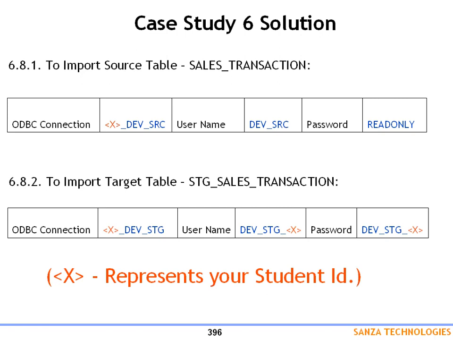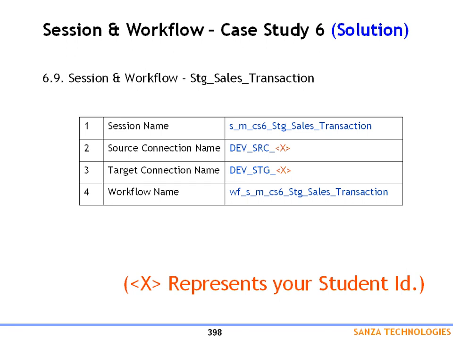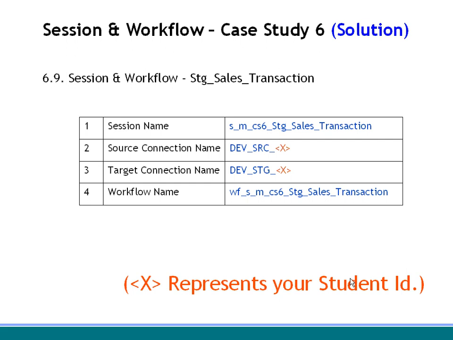Okay, source sales transaction, load the data into the STG sales transaction table. Then write the connection information. I'll explain to you later what is the difference between a normal and bulk load.